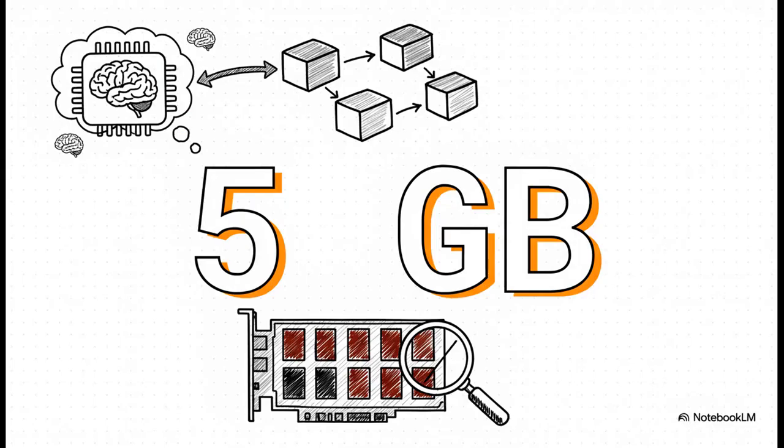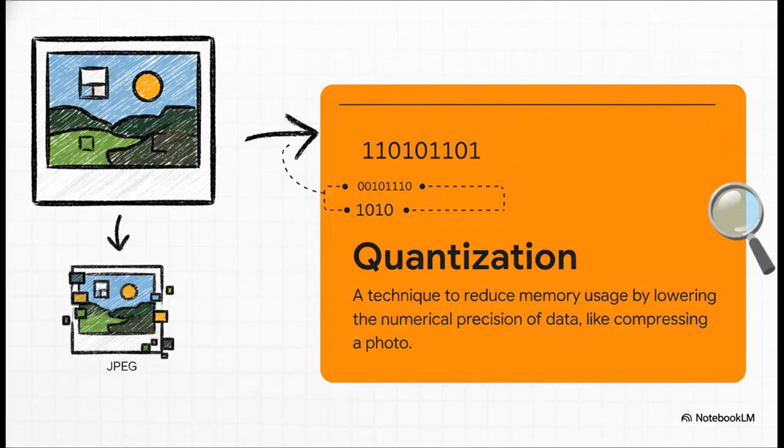Well, get this. For a pretty standard 10,000 word context window, which isn't even that big anymore, the KV cache by itself can take up 5 gigabytes of that super expensive GPU memory. That's insane. That's 5 gigs that can't be used for the actual model weights, which means it puts a hard limit on how big and complex of a model you can even run. Okay, so how do we fix this memory problem?